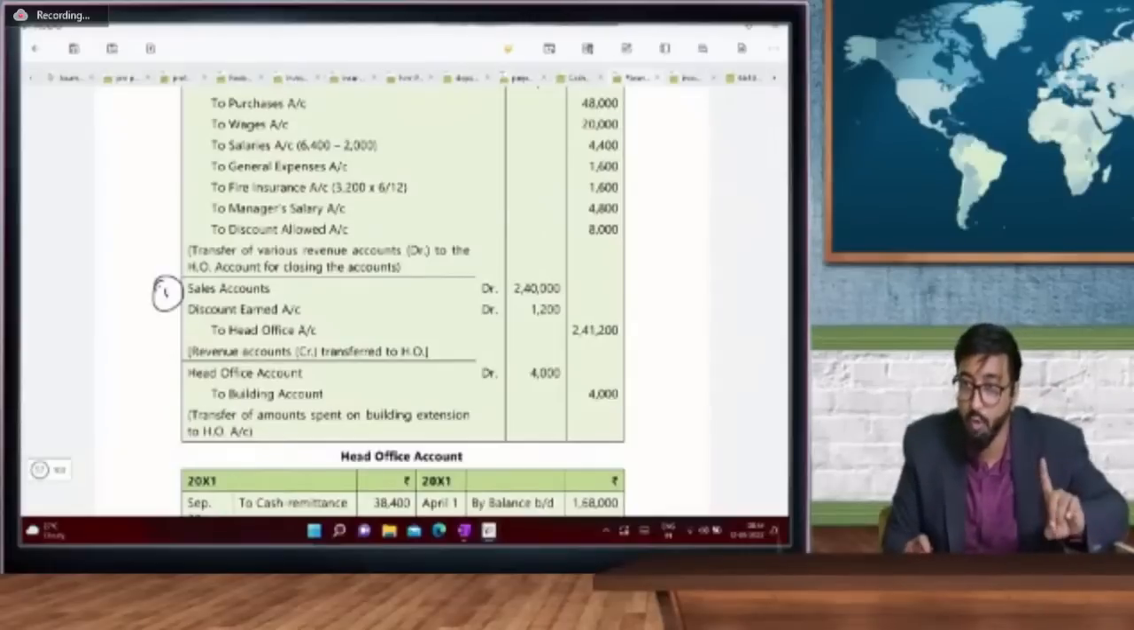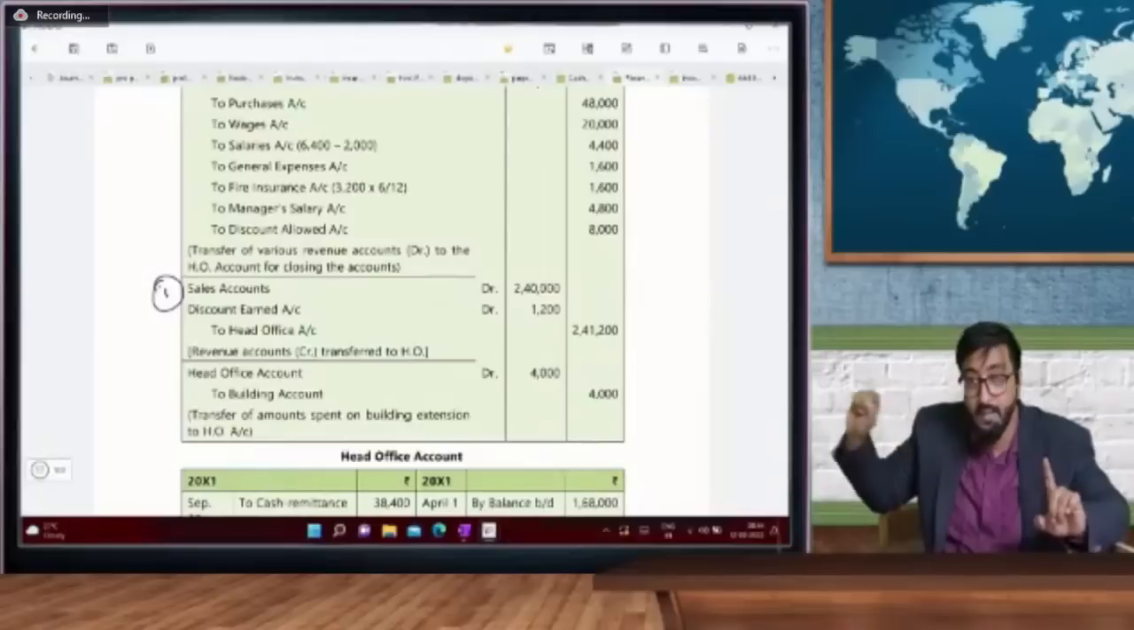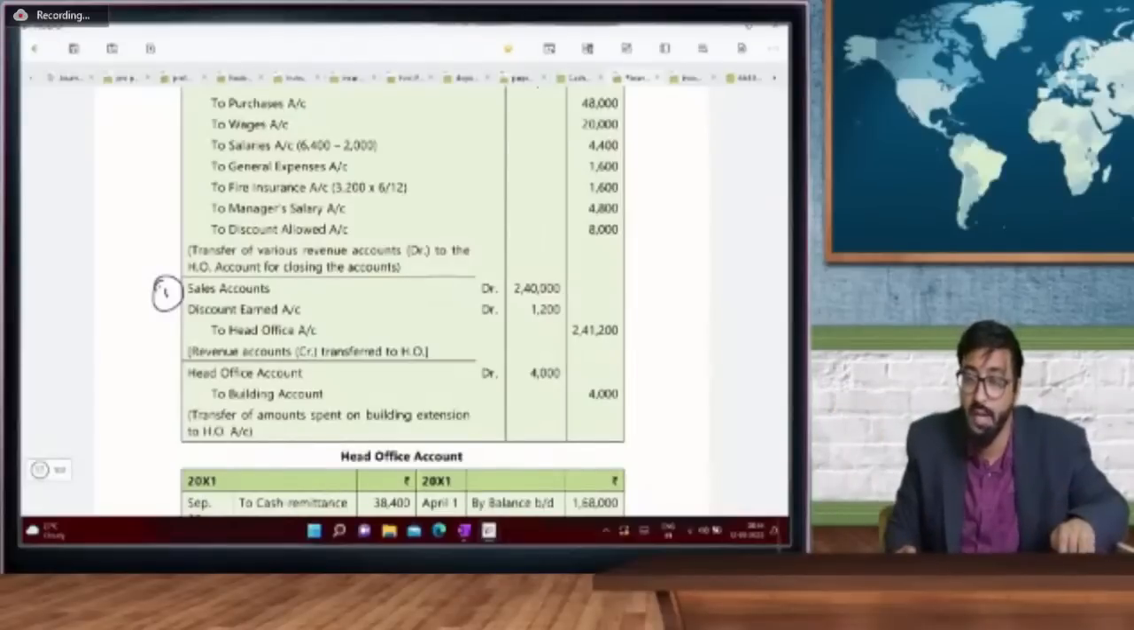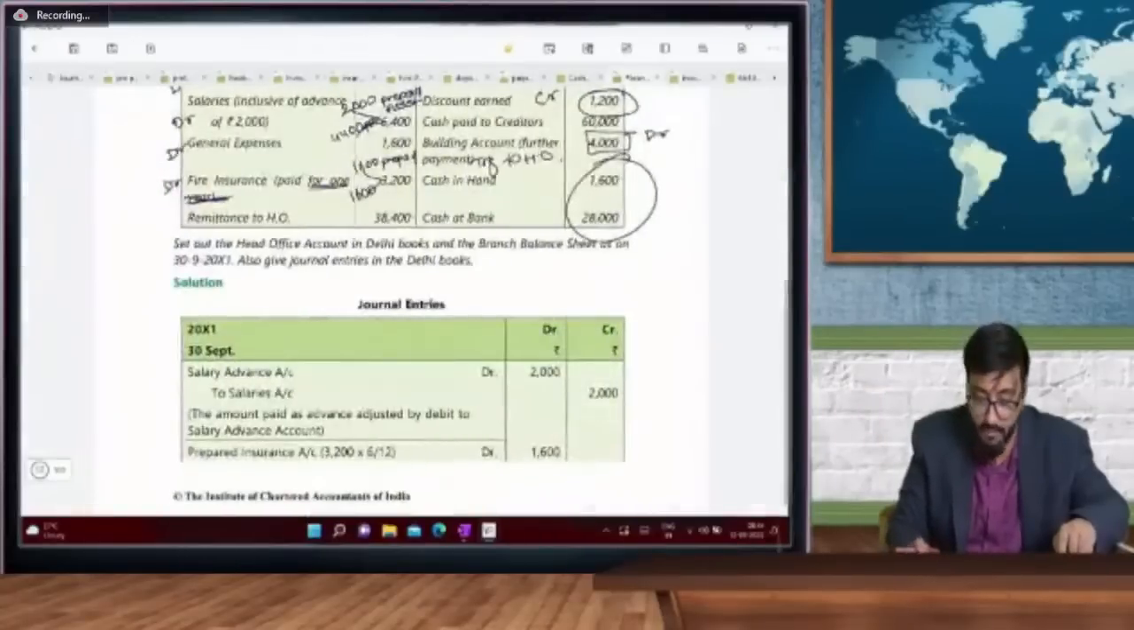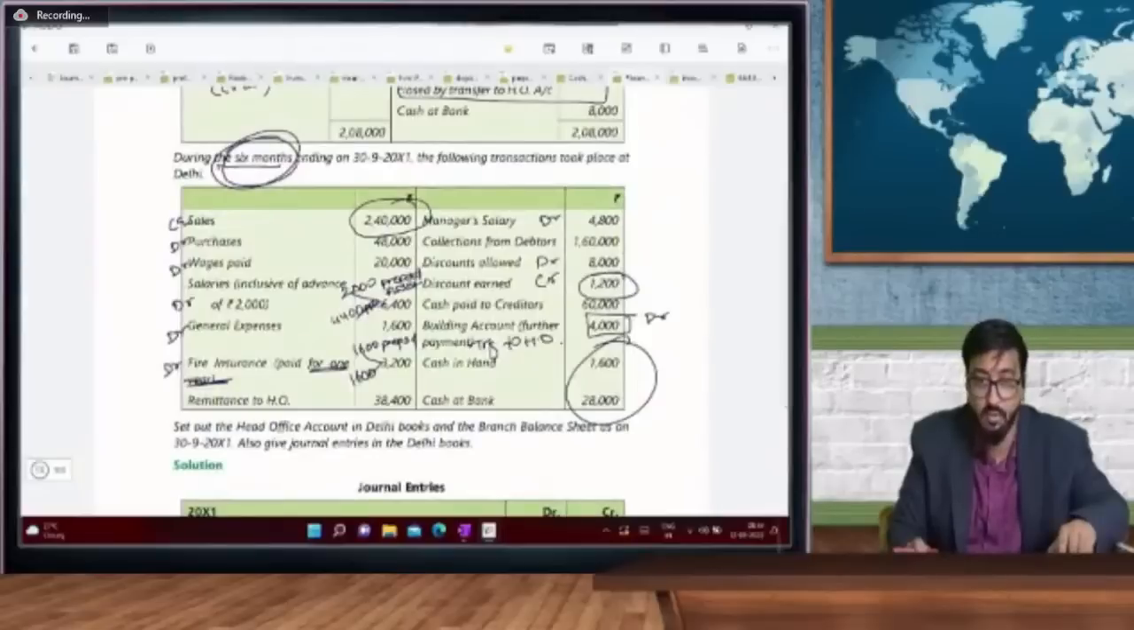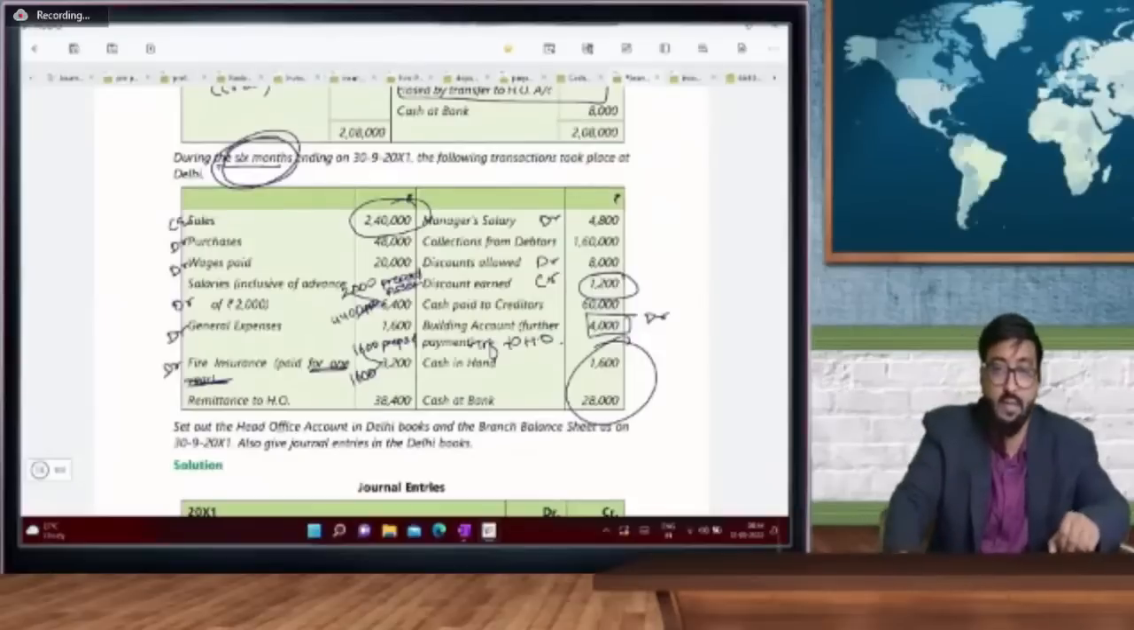So are you going to transfer it to the trading account, or are you going to transfer it to the dash account? So fill in the blanks. Are you going to transfer it to the trading and P&L account, or are you going to transfer it to the dash account? So tell me where you are going to transfer this. Sales and discount received. Where are you going to transfer it?